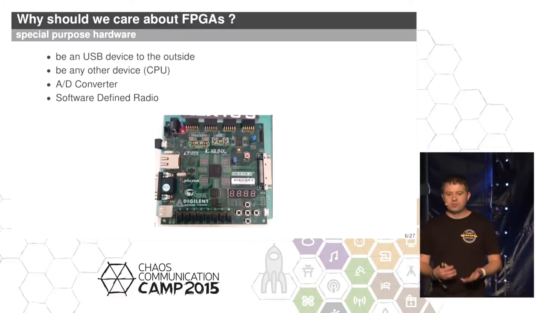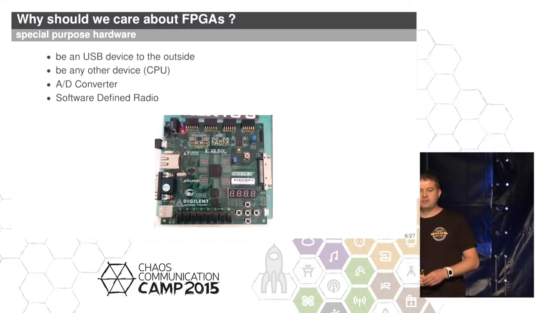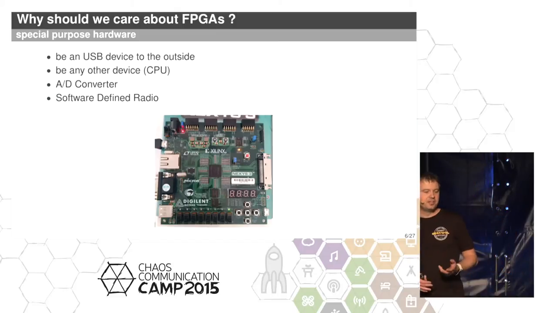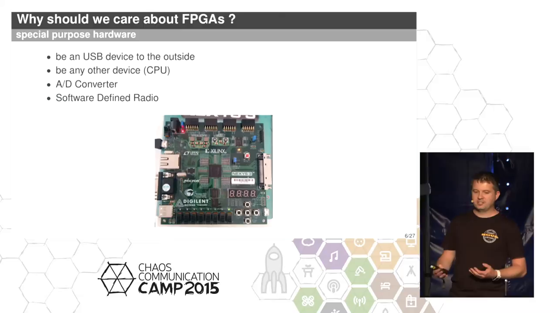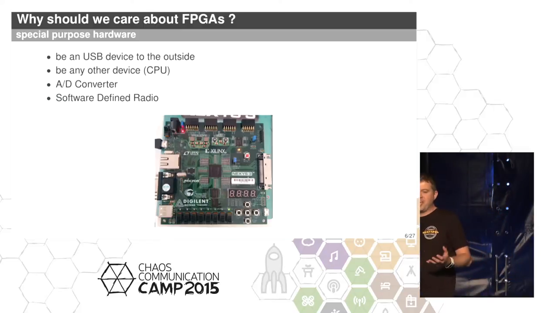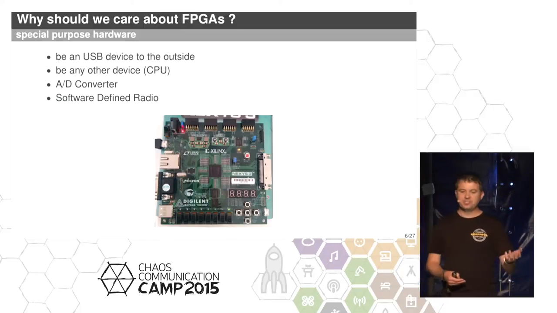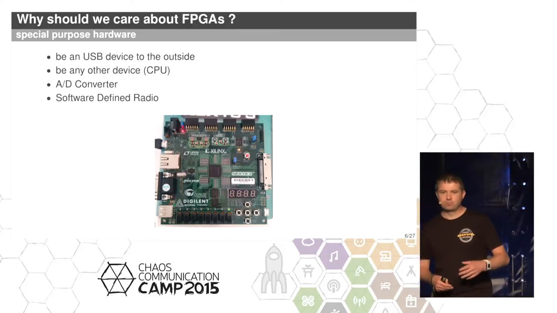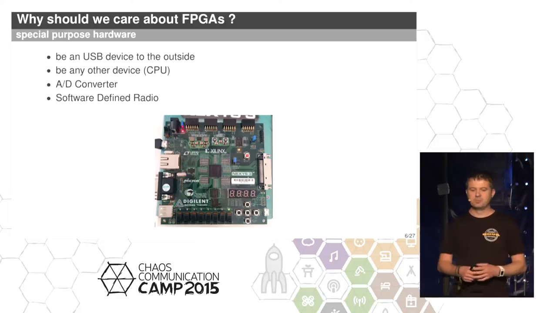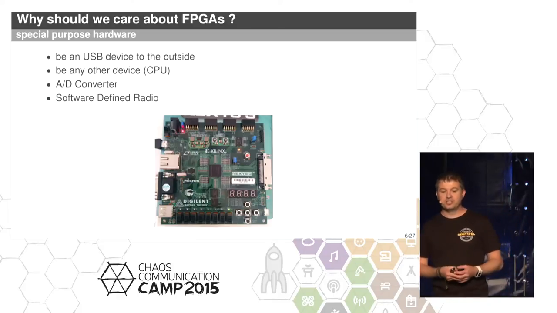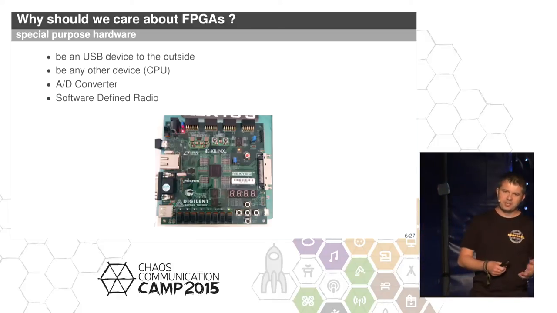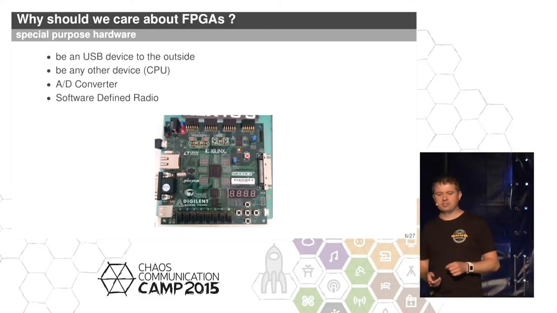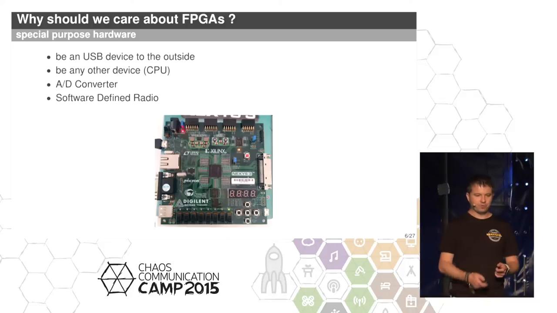And the last thing you can do with FPGAs is use them as special purpose devices. For example, you can emulate a USB device to the outside. You can create any other device on it, for example, a CPU, and use it as an additional CPU within your processor, in your operating system. You can use it as an analog-digital converter, and you can even do software-defined radio with it if you connect the right hardware to the FPGA board.